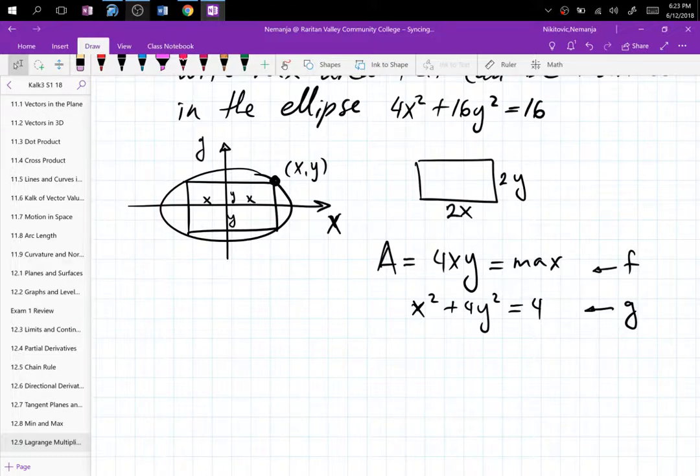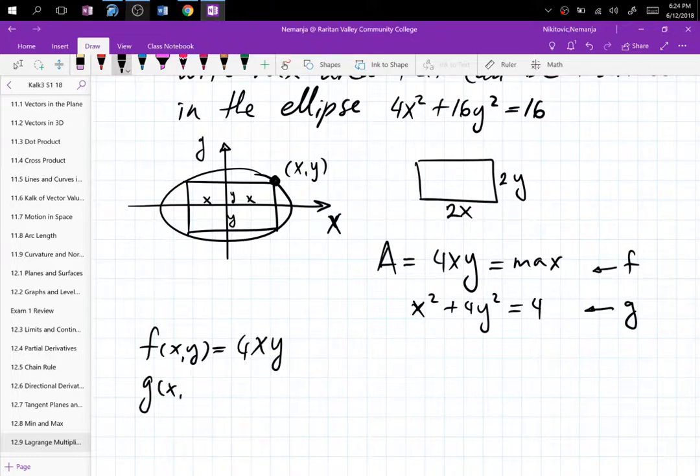I hope that you can see the language of the problem. It says, find the maximum area of the rectangle. If I didn't constrain that, if I didn't inscribe it inside the ellipse, it's infinite, right? So the rectangle is constrained by the ellipse. The equation of the ellipse is the constraint. All right, so what do I have? I have f of xy to be 4xy, and I have g of xy to be x squared plus 4y squared minus 4 equal to 0.